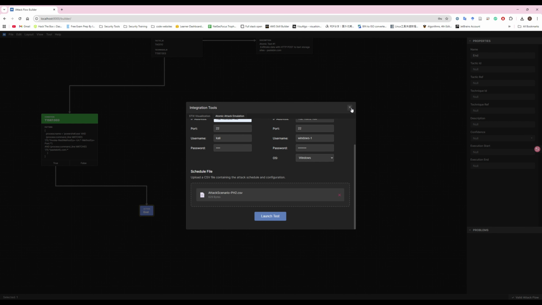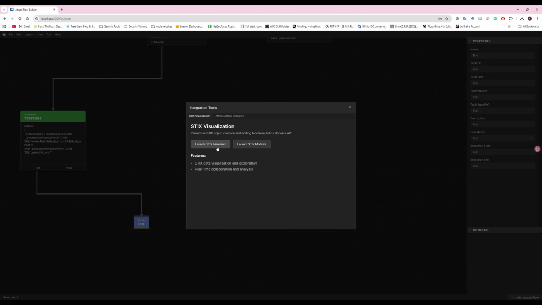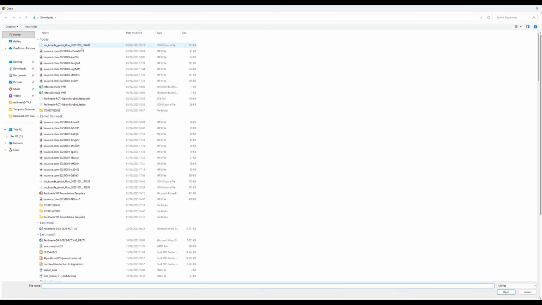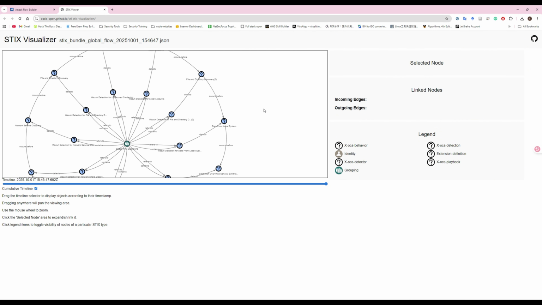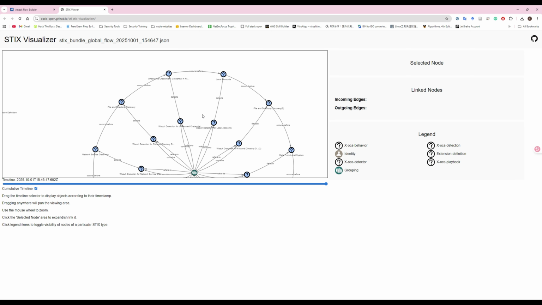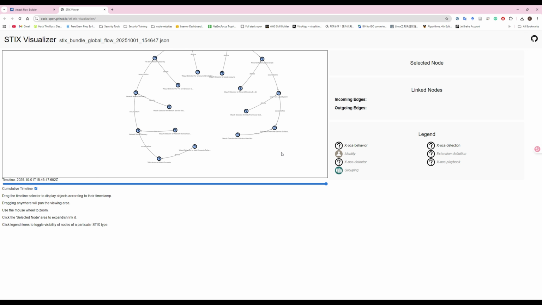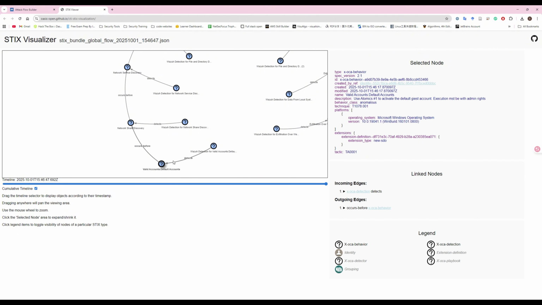Now the two phases are both complete, let's look at the generated IOB STIX bundle with STIX Visualizer. Here is the backbone of the IOB bundle. You can see the sequence of behavior nodes connected with occurs-before relationships and detection nodes used to detect each behavior. You can also see the specific information about each node by selecting it.